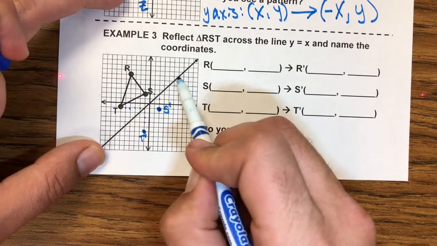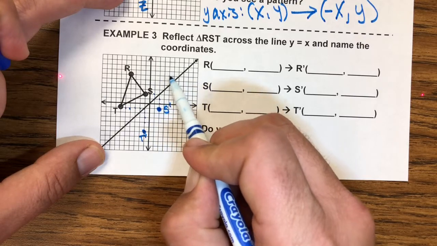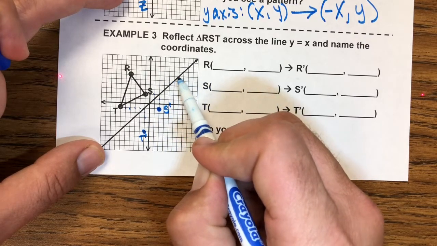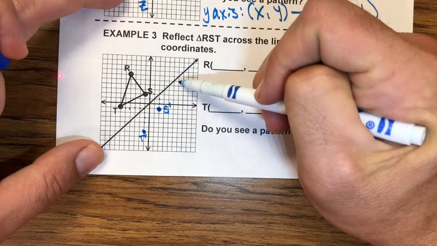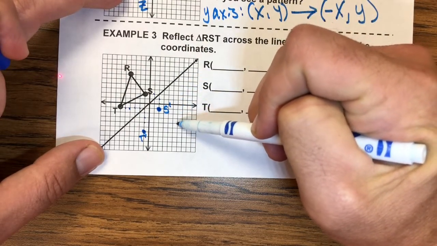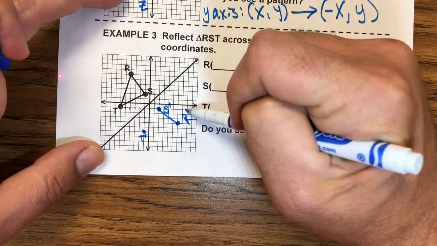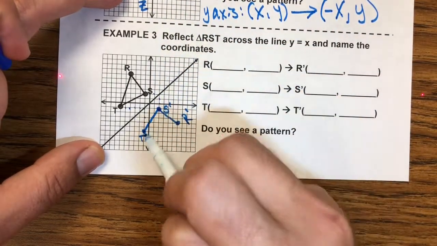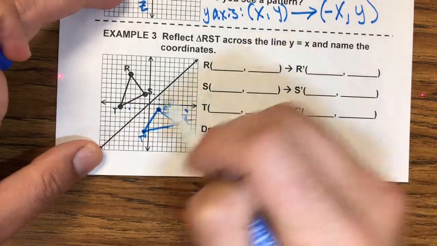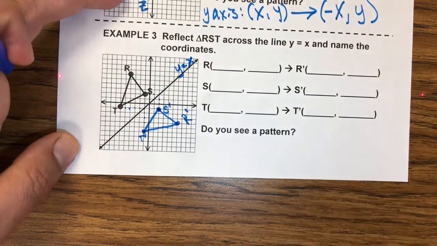R, I got a long way to go all the way over here. 1, 2, 3, 4, 5, 6, 7, 8, 9, 10. And then I got to reflect down 10. 1, 2, 3, 4, 5, 6, 7, 8, 9, 10. Now there is my reflection of this shape along that line, y equals x.